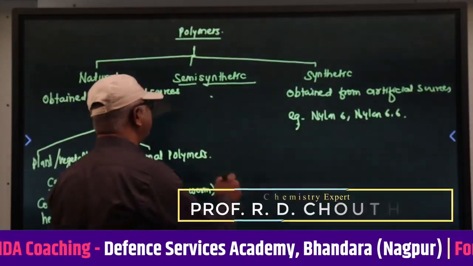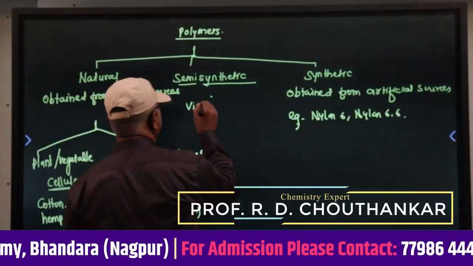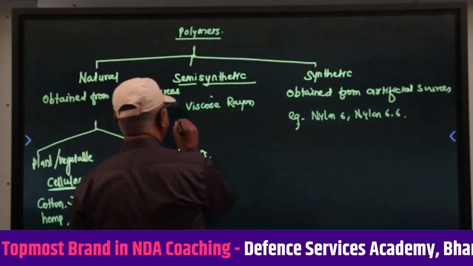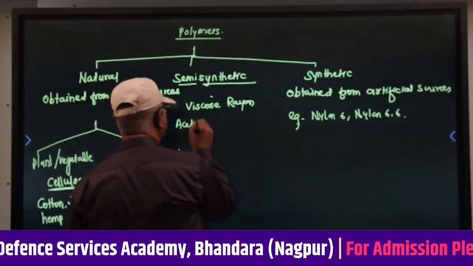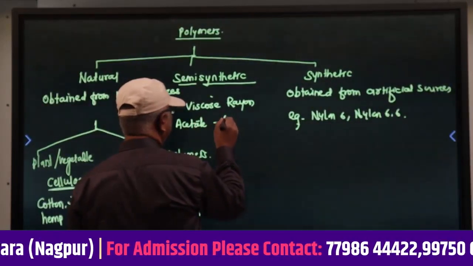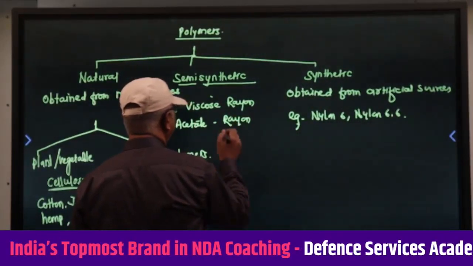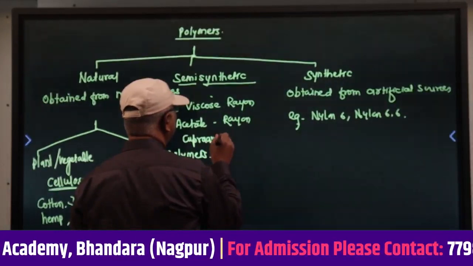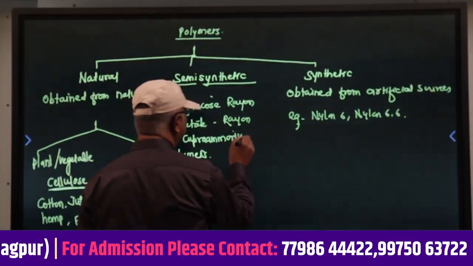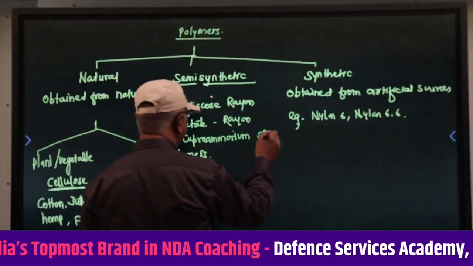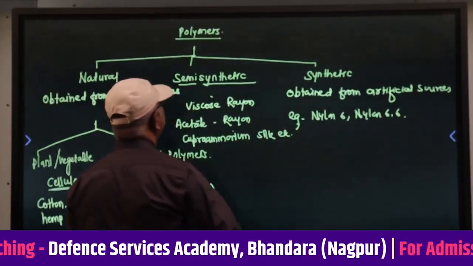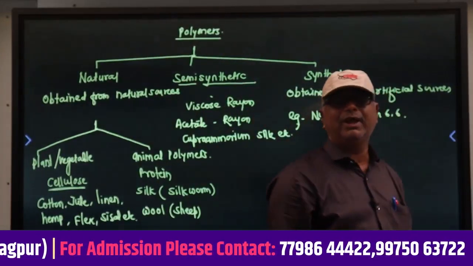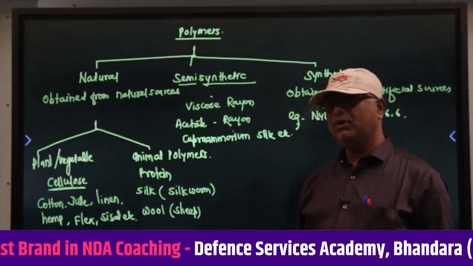So, for example, viscous rayon, acetate rayon, cupra ammonium silk. ये है सेमी सिंथेटिक. So this is the classification of polymer on the basis of their origin.